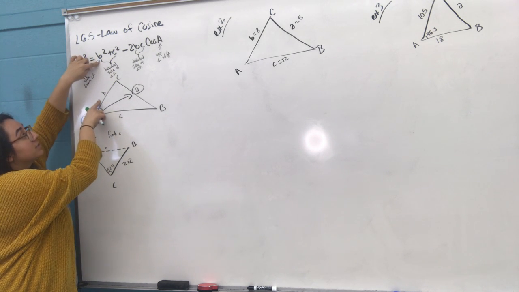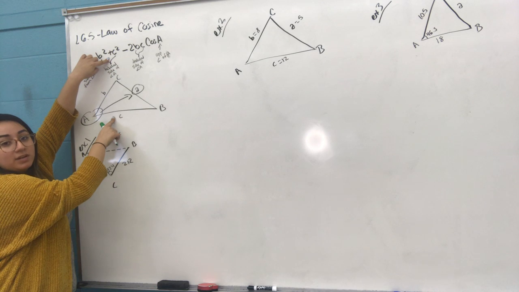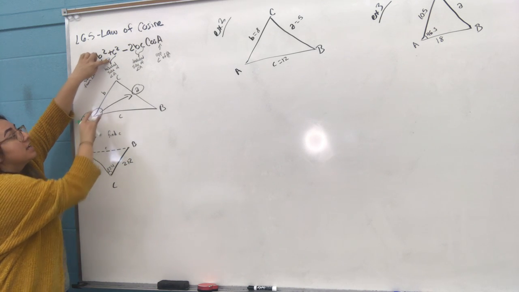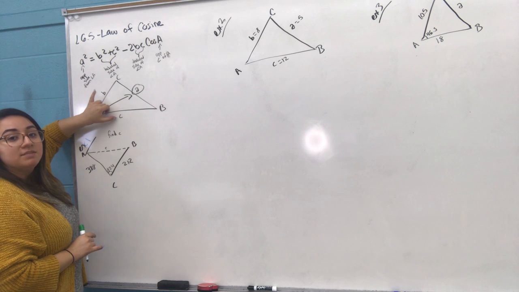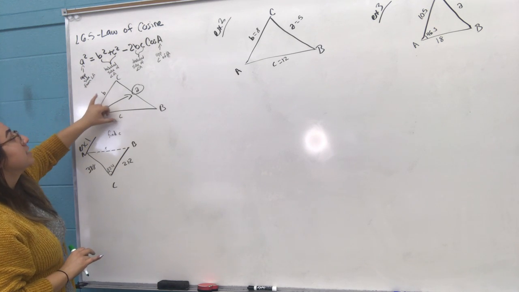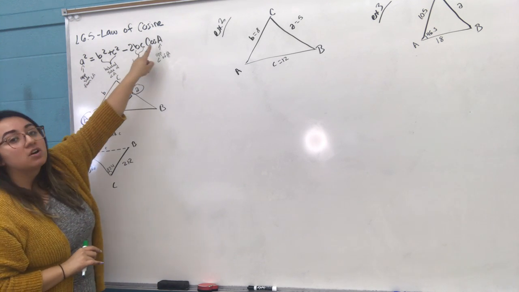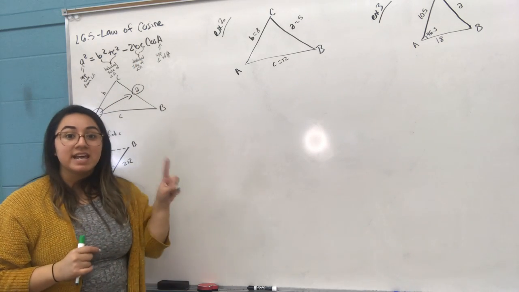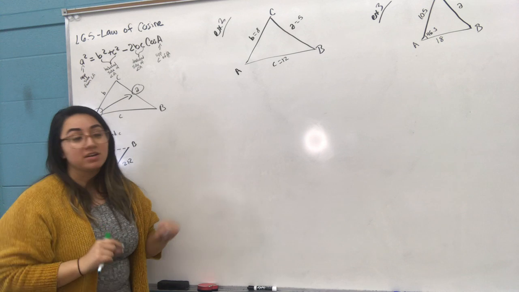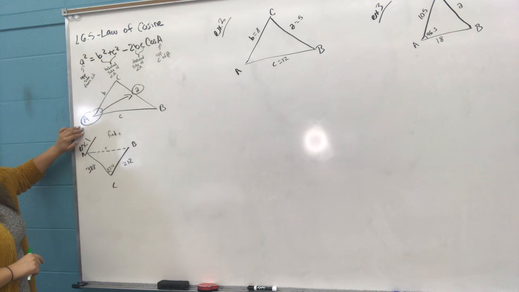So one included side squared plus the other included side squared, so it doesn't matter which order they're in, minus 2 times the same thing again, but they're not squared this time, 2 times B times C times the cosine of that main angle. What I do is I like to focus on that angle and work my way around that angle. So from cosine A.